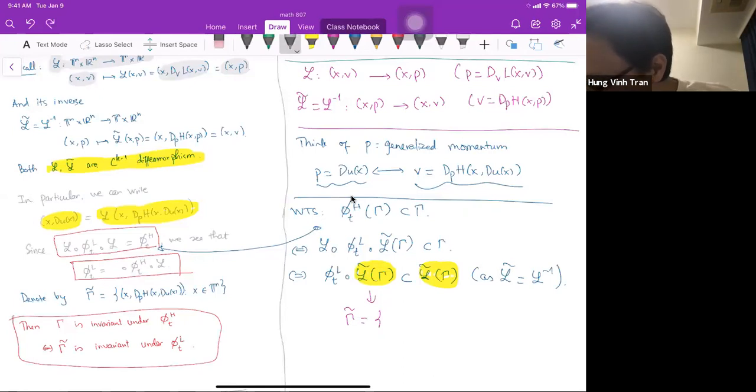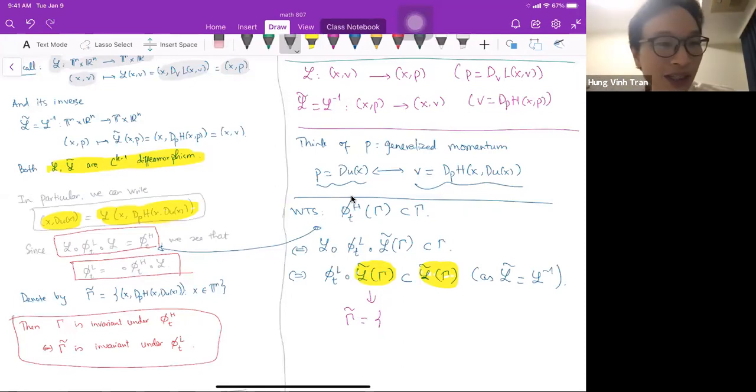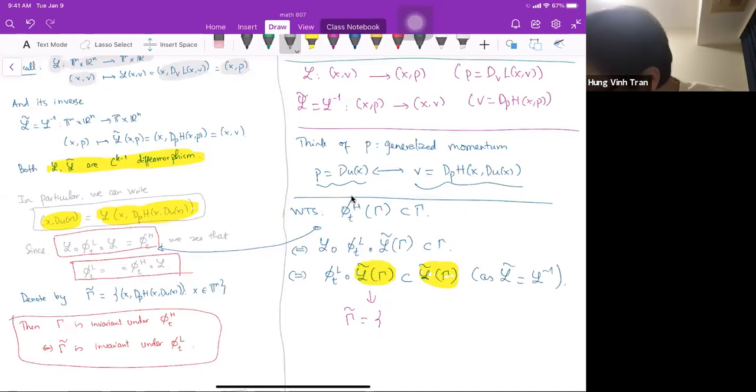So I'm correcting this box here on the left panel. It should be curly L, not curly L tilde. And then I should correct the few lines below here. It should be that L tilde composed with phi TL composed with L equals phi TH, and vice versa. I should have phi TL is L composed with phi TH composed with L tilde.